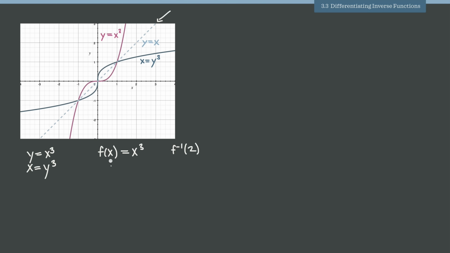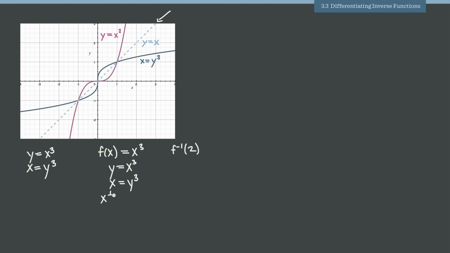So we're going to remember that we can write f of x as y. So we're just going to say y equals x cubed instead of f of x. We're going to swap x and y variables, so we're going to say x equals y cubed instead. Then we're going to solve for y, and the way that we're going to do that is by taking the cube root of both sides.